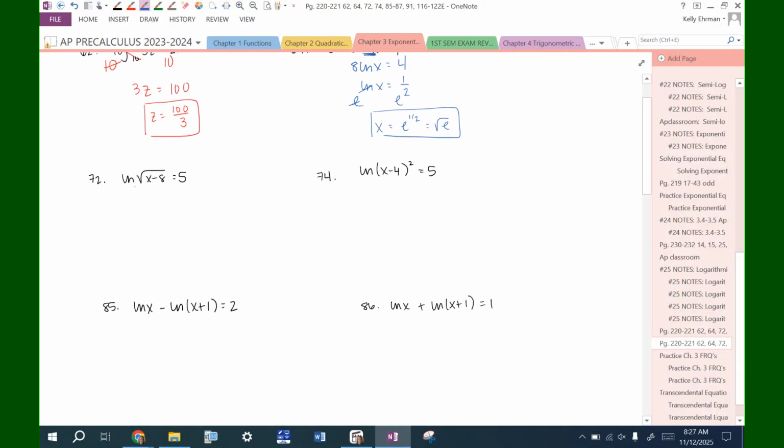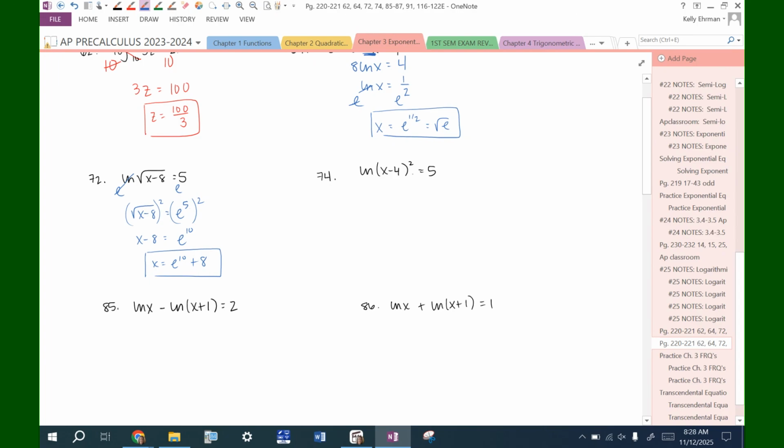Right, number 72. The natural log is already isolated, so we're going to base e both sides. E to the natural log cancels out, so it's square root of x minus 8 equals e to the 5th. I need to square both sides to get rid of the square root. So now it's x minus 8 equals e to the 10th because I multiply my exponents. And then we add 8. So e to the 10th plus 8 gives me my value there.